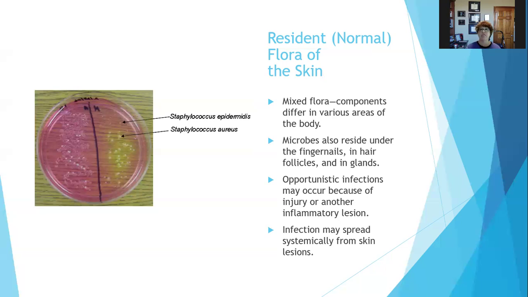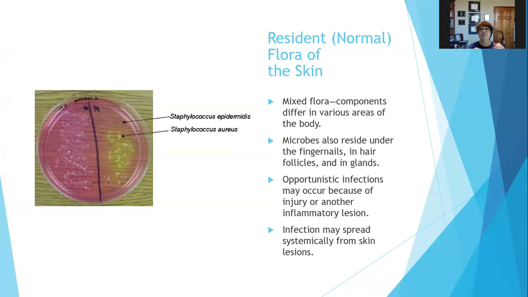Usually these guys, remember, are good guys. They're taking up space so other bacteria can't get in, but they can be opportunistic pathogens, and we'll talk a little bit about skin infections coming up. They can be opportunistic pathogens if they get in an area where they're not supposed to be. So if you have a break in your barrier, your normal flora can get in and cause problems.